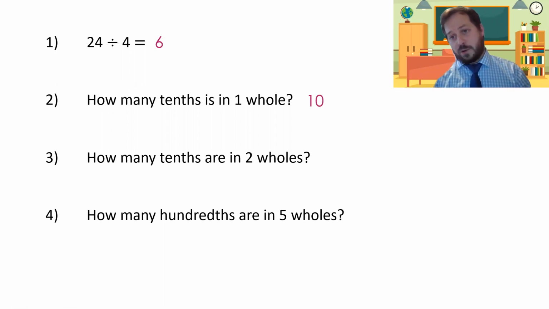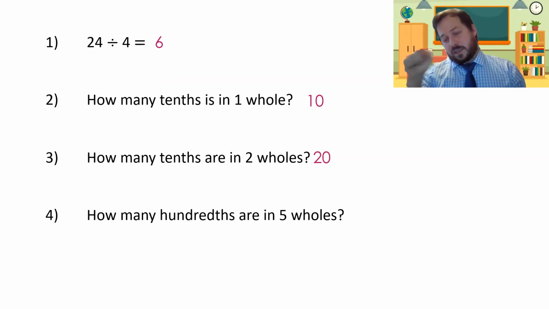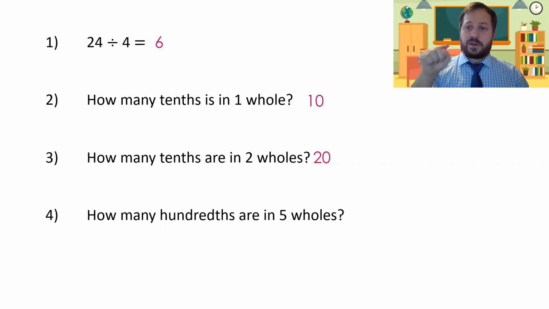So if I had two bars each split into 10, how many would I need to make all of them together? That'd be 20. And then how many hundreds are there in 5 wholes? Well, if I took one and split it into 100 parts, to get the entire one, I'd need all 100. So if I wanted 5 whole ones, I would need 500.